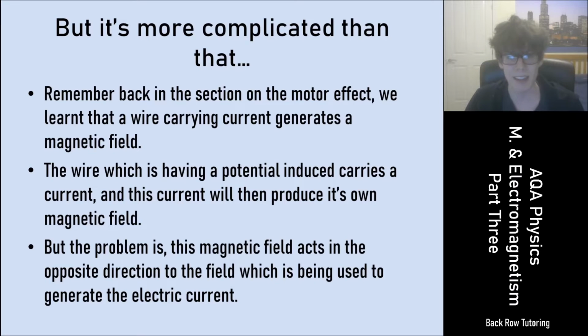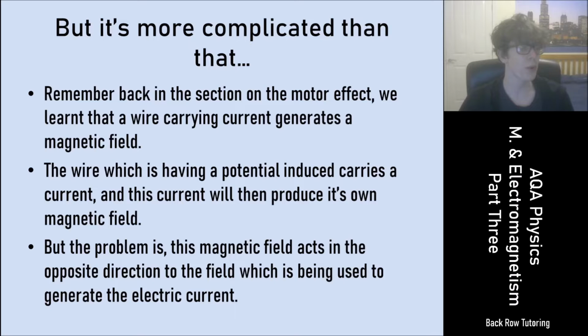Can you remember back in the section on the motor effect, we learned that a wire carrying current generates a magnetic field. So this was the right-hand rule. If you have some sort of wire carrying a current, then a magnetic field will be induced around that wire. The wire which is having a potential induced carries a current, and this current will then produce its own magnetic field. But the problem is, this magnetic field acts in the opposite direction of the field which is being used to generate the electric current.